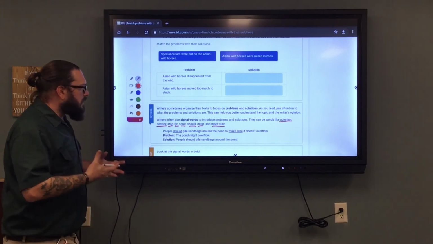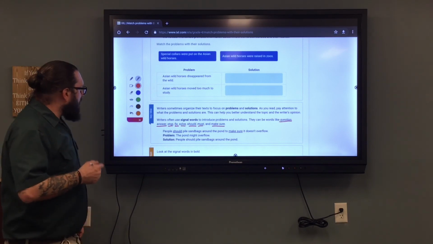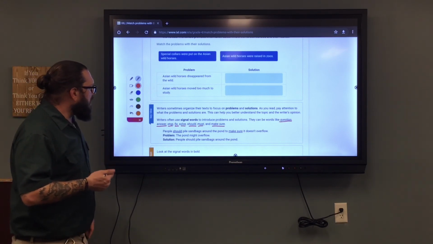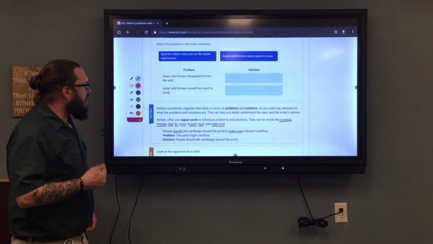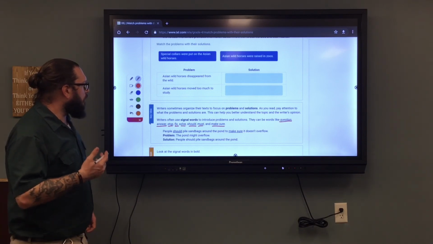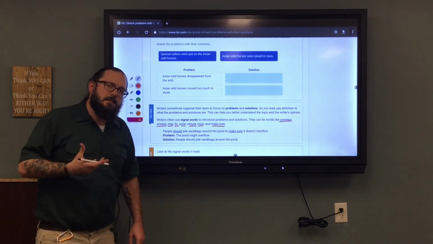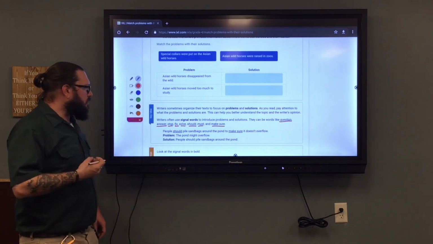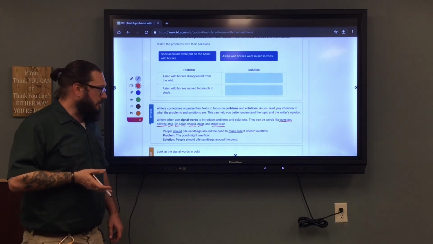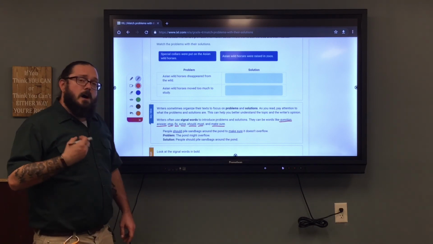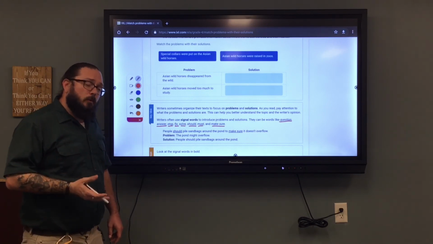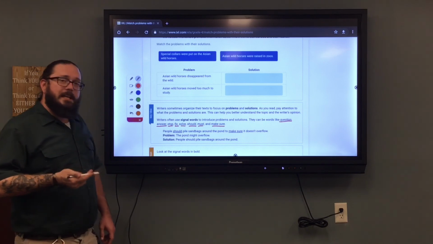Let's take a look at the given example. People should pile sandbags around the pond to make sure it doesn't overflow. Okay, so in this case, the author is presenting us with the solution first, followed by the problem. Okay, so what is the problem?